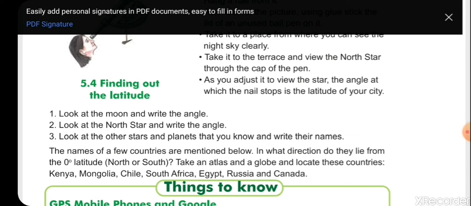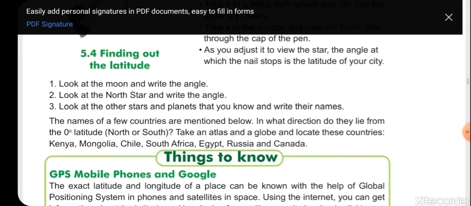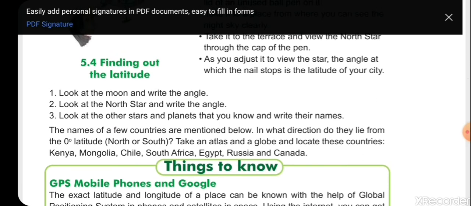Take an atlas and a globe and locate these countries: Kenya, Mongolia, Chile, South Africa, Egypt, Russia and Canada. They want us to find out the latitude and longitude in degrees of these countries using the atlas and the globe. Do this activity on your own and let me know when we have an interactive session. I give this activity to you as homework.